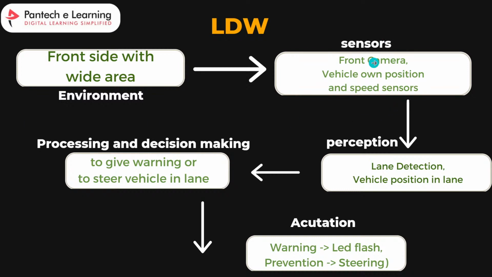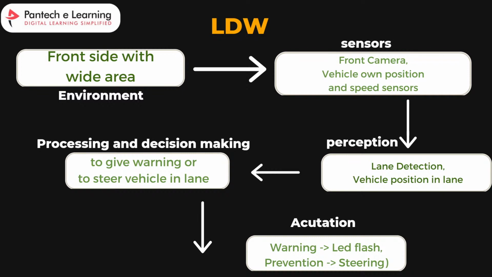And next one, here we are using the front camera and the vehicle's own position, and we use some speed sensors. The front camera and the sensors related to the vehicle's position and speed play a crucial role. The front camera captures images of the road ahead, while the vehicle's position and speed sensors provide data about the car's movement.